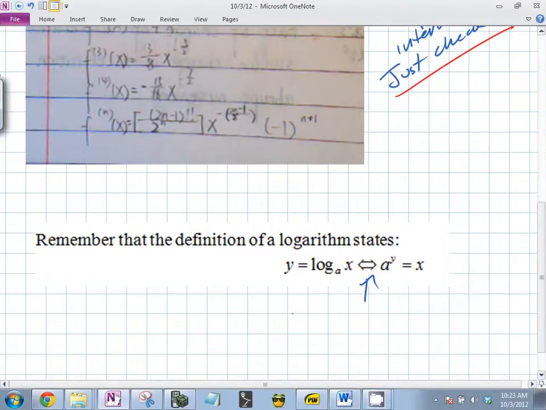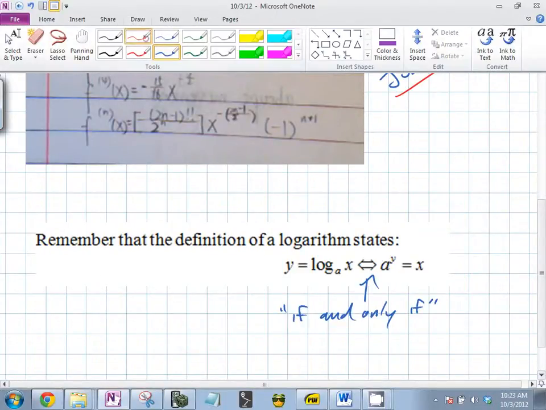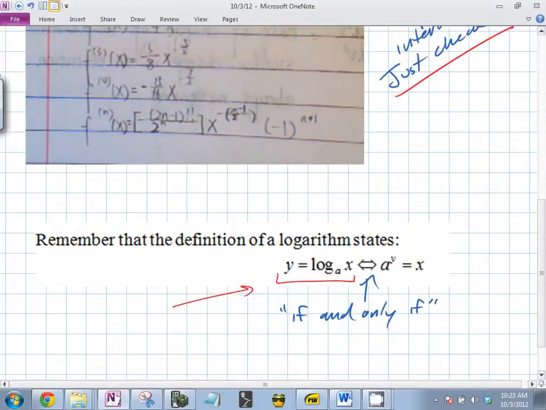It means both ways. Yeah, if and only if. One of them implies the other. If y equals log base a of x, then a to the y equals x. They are the same. Just for terminology, this right here is called the log form.